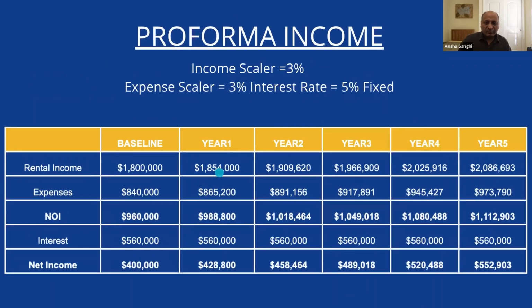Over the years, in a good market, it's very fair to assume a 3% rent increase every year. And even though expenses grow a little more slowly, let's just assume 3% here, and 5% is the interest rate. So rental income goes up by 3% every year. Expenses go up by 3% every year. Net operating income also increases in line with those increases. And after paying the interest, this is our net income. This is what the numbers look like when we purchase the property, and this is how the net income has increased from year 1 to year 5, from 428,000 to 552,000.